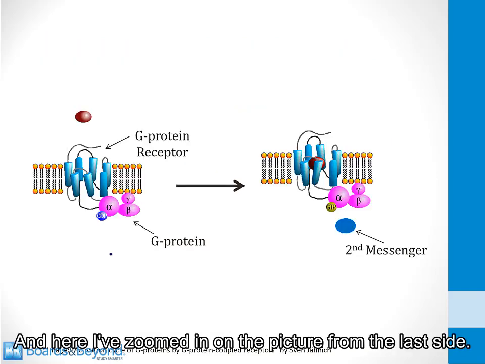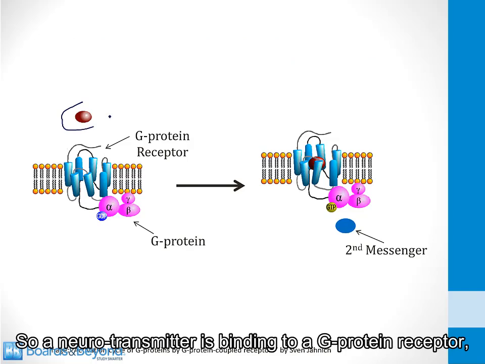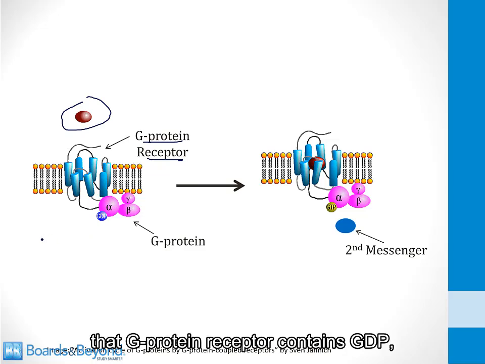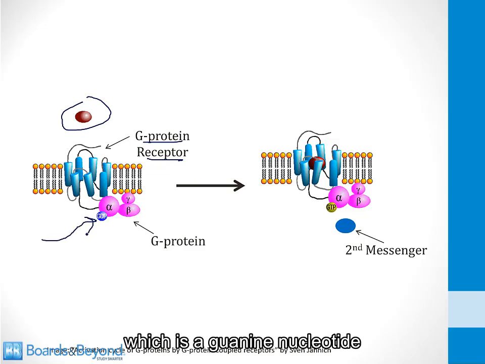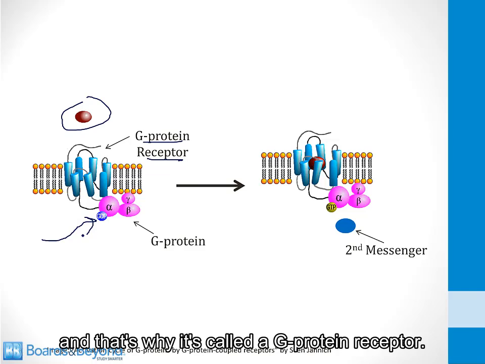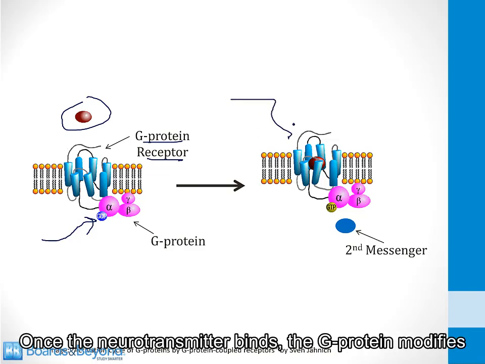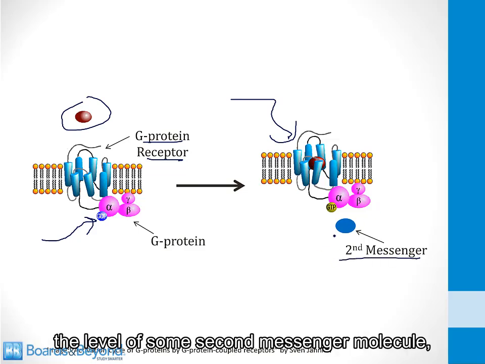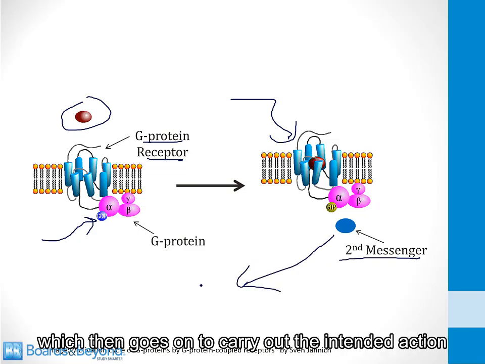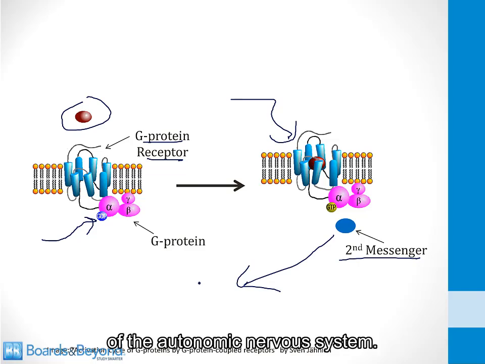And here I've zoomed in on the picture from the last slide. So a neurotransmitter is binding to a G-protein receptor. That G-protein receptor contains GDP, which is a guanine nucleotide, and that's why it's called a G-protein receptor. Once the neurotransmitter binds, the G-protein modifies the level of some second messenger molecule, which then goes on to carry out the intended action of the autonomic nervous system.